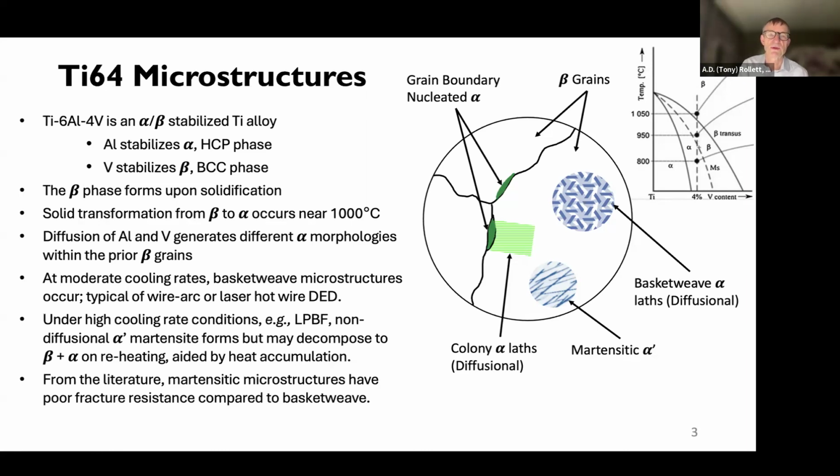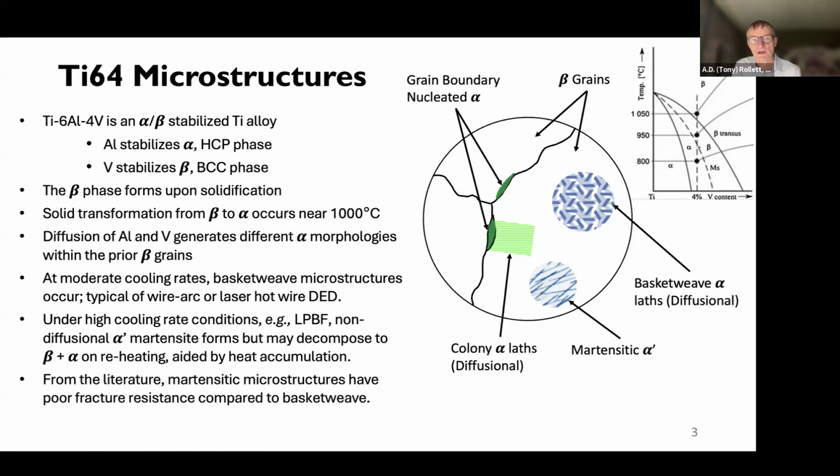However, if you cool it quickly enough, then this particular alloy can undergo a martensitic, in other words, a diffusionless or military type transformation. And that can only occur if you get below the so-called T0 line, in other words, where the transformation can occur without any diffusion, without any change in local composition. And so what we find is that under high cooling rate conditions, such as you find in laser powder bed fusion, you do actually get alpha prime, in other words, the martensitic form.